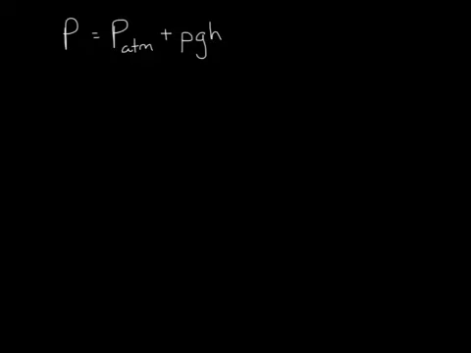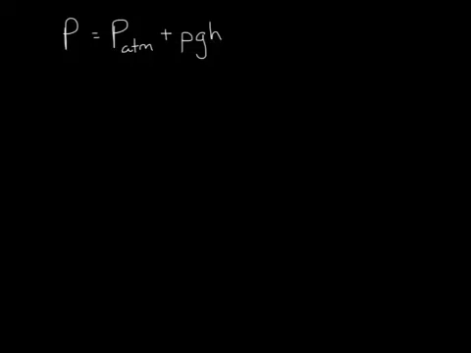So the equation we have, and the equation you basically should have gotten from your lab today, is that the pressure at any depth is equal to the atmospheric pressure plus rho g h, where rho is the density of the fluid that you're in, g is the acceleration due to gravity, and h is your depth in the fluid.